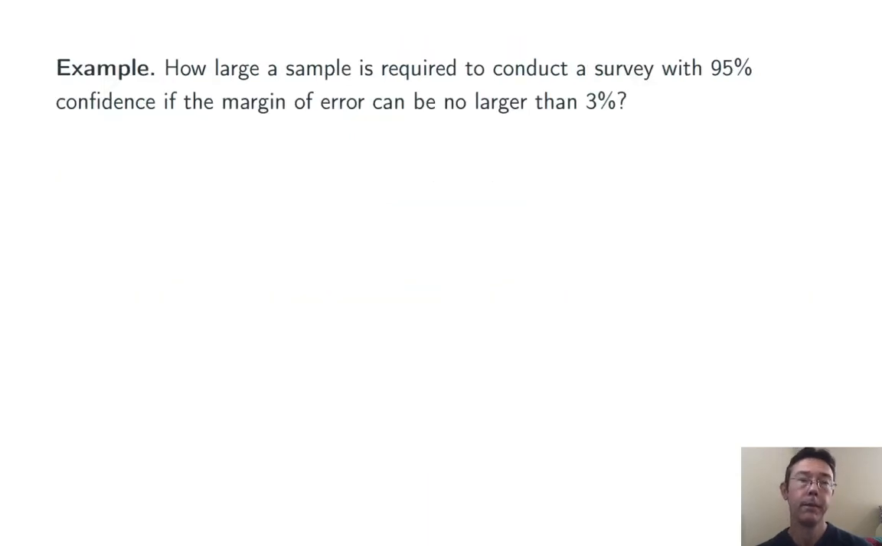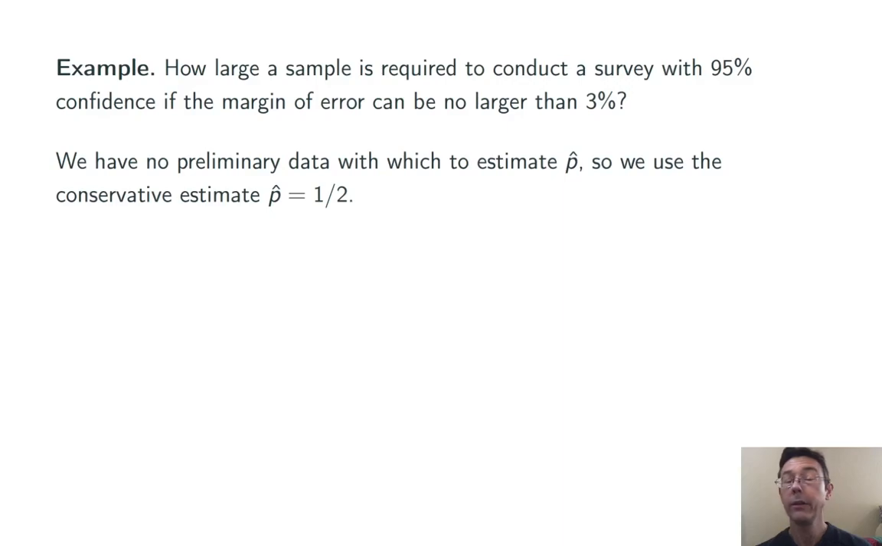Let's see an example. How large a sample is required to conduct a survey with 95% confidence if the margin of error can be no larger than 3%? In this case, we have no preliminary data with which to estimate p hat. So we're just going to use that conservative estimate, p hat, that last formula at the bottom of the last slide. Plugging in the values, z star equals 1.96 and p hat equals 1/2, and a margin of error of 0.03, we get an n of 1067.1.